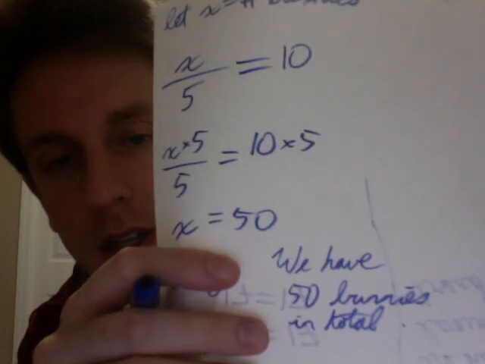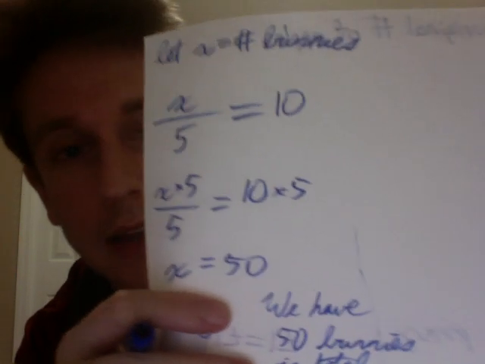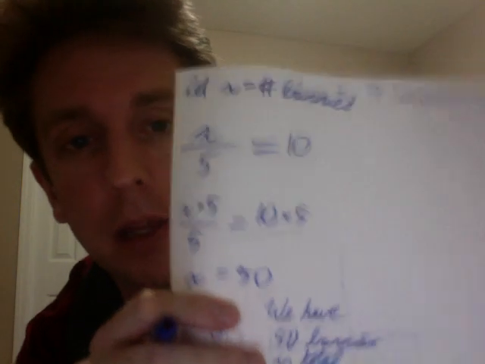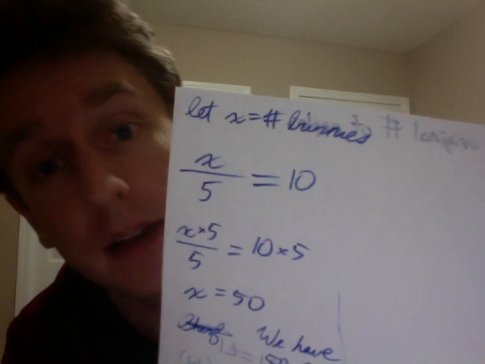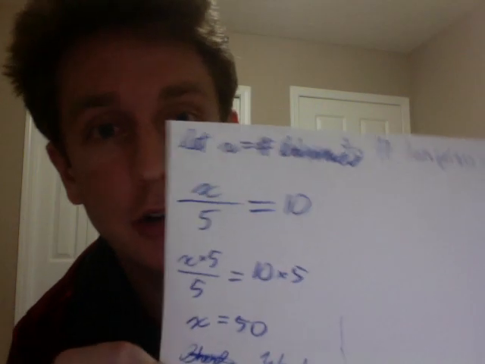X equals 50. Therefore, we have 50 bunnies in total. Take a look at this. Yeah, we have 50 bunnies in total. Okay, and so you want to substitute that. You would just plug in the 50 for the x right here. 50 divided by 5 equals 10, and you see you're correct.